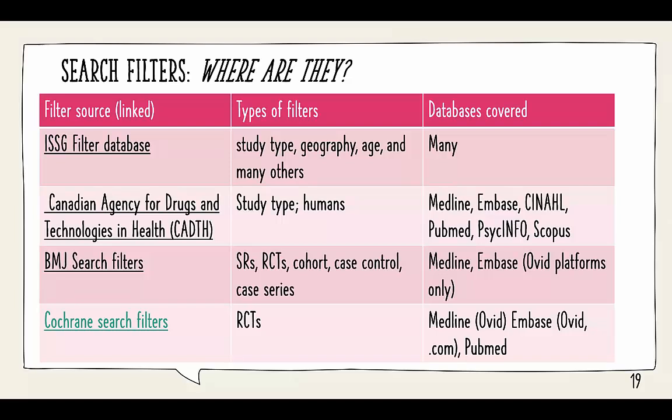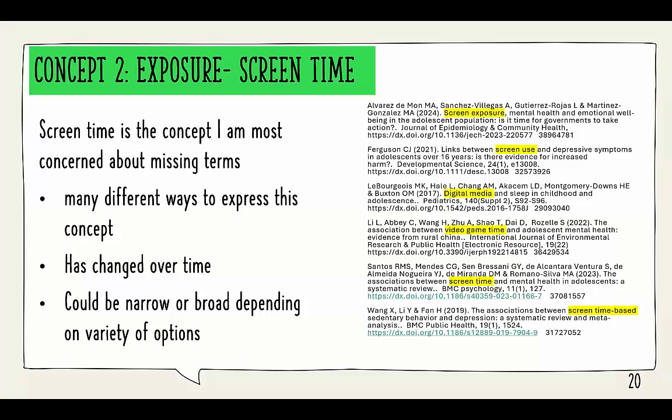I also listed the CADTH one. That can be really useful. And I think I have an example of one of their filters coming up. I've also used the BMJ search filters. They have been really helpful for me because I can always find them really quickly. And then, of course, I also listed Cochrane's here. Because Cochrane focuses on randomized controlled trials, that's what their filters are about. Okay.